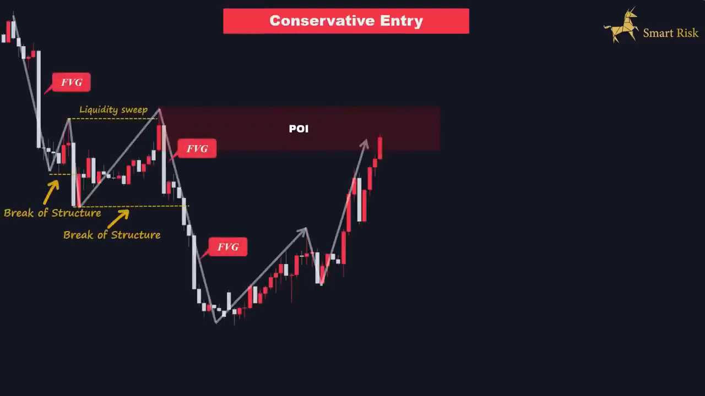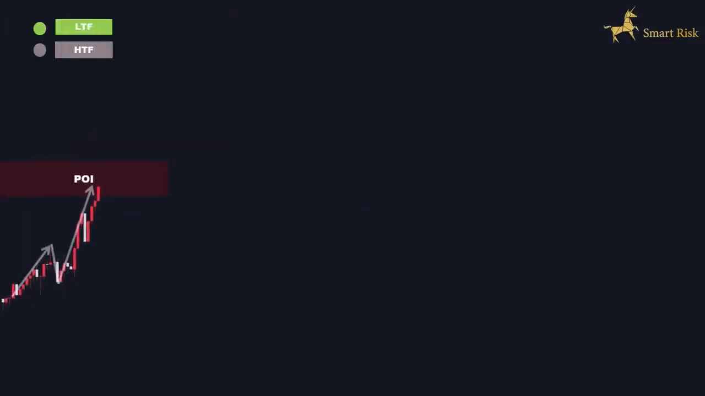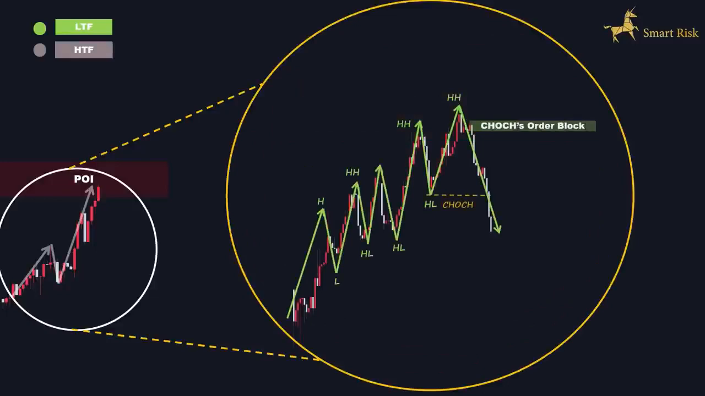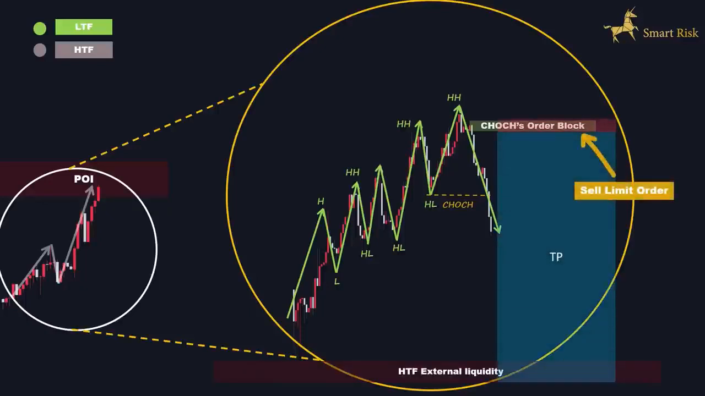To apply the conservative entry, we should wait for price to tap into the point of interest zone and show a rejection. Then our next step is to switch to a lower time frame. Closely monitor the price movement and patiently await the formation of a valid change of character pattern. After detecting the confirmation of market structure shift on the entry time frame, we can set our entry position at the lowest point of the newly recognized order block, in this case a supply zone on the lower time frame, which is created by the change of character wave. With a stop loss set a few pips above the highest point of the zone. And for the take profit, we set it at the external liquidity of the higher time frame.